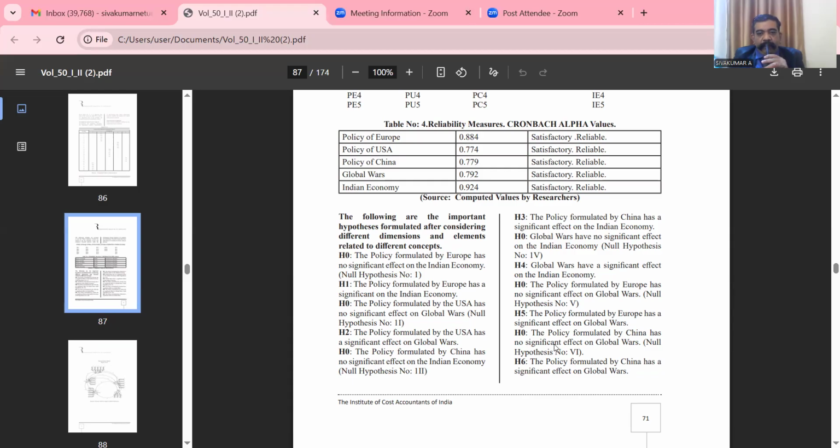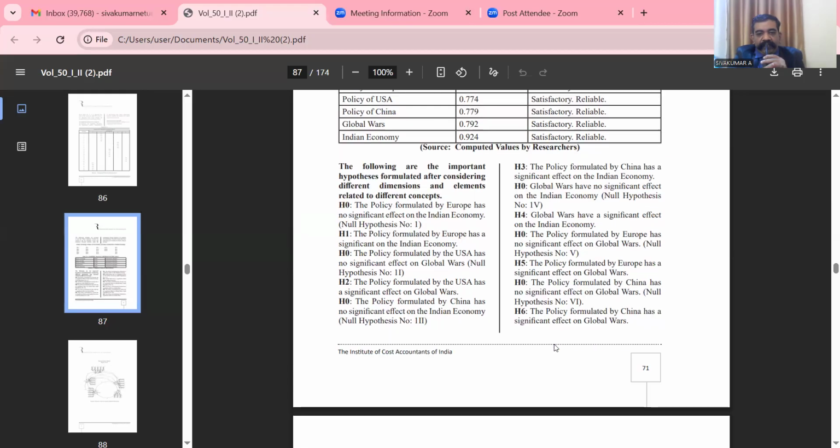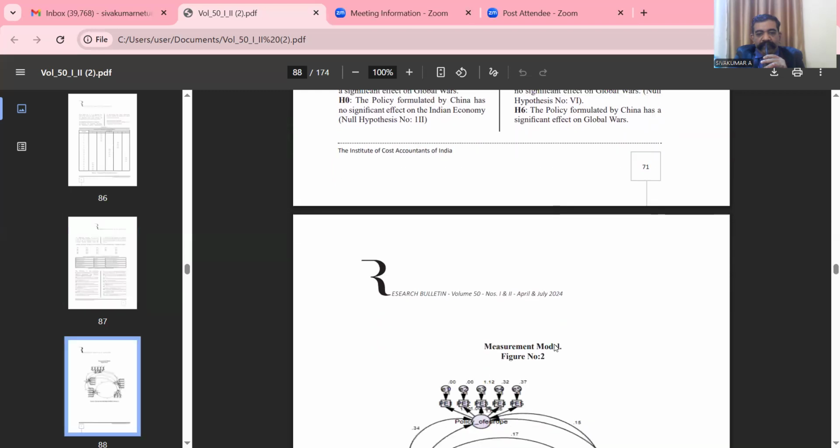Next, the policy formulated by Europe has no significant effect on global wars. Corresponding alternative hypothesis: The policy formulated by Europe has a significant effect on global wars. Next, the policy formulated by China has no significant effect on global wars. Alternative hypothesis: The policy formulated by China has a significant effect on global wars.